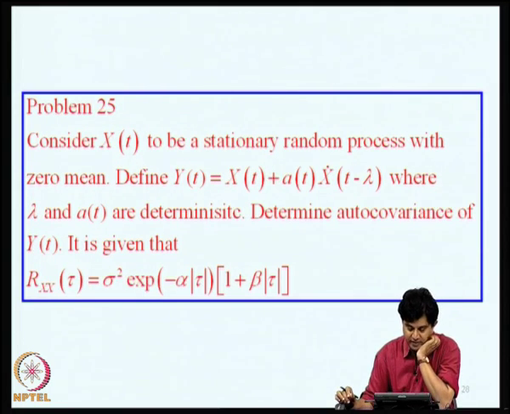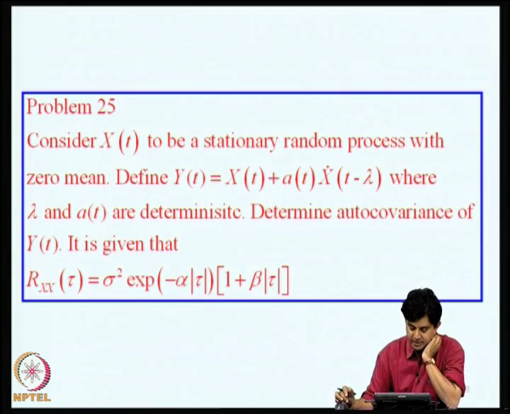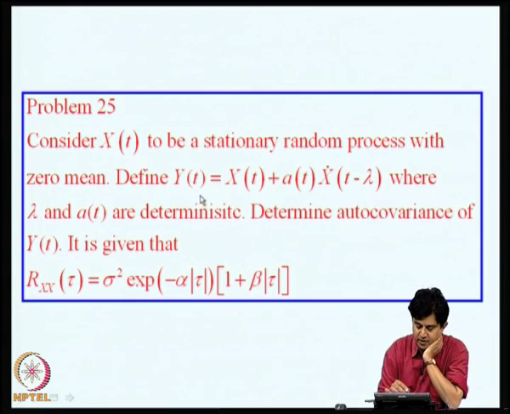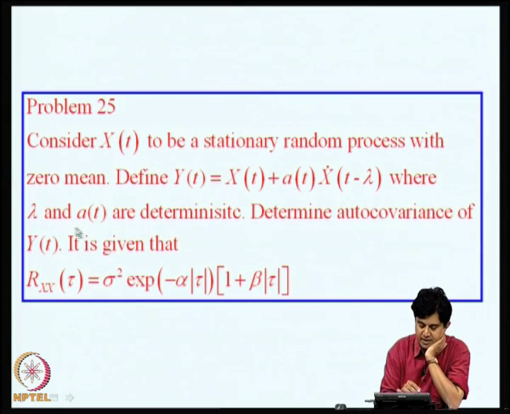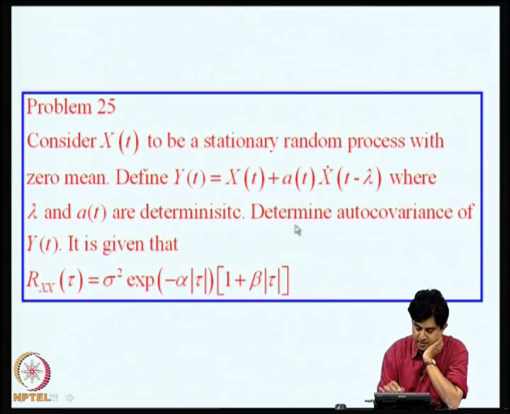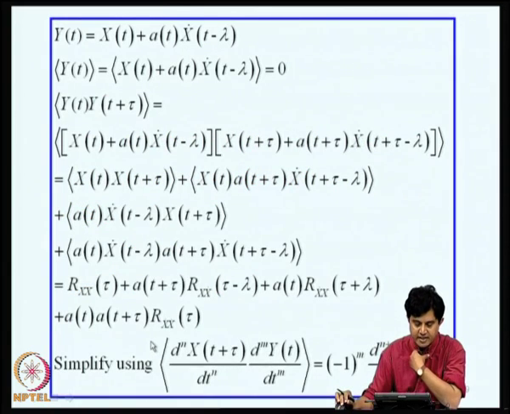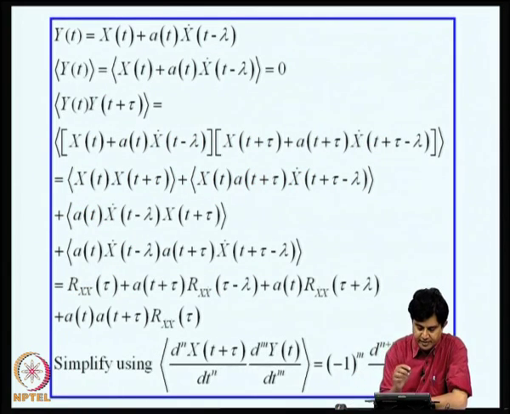Here is another example where you need to manipulate a random process and its derivative. Consider X(t) to be a stationary random process with 0 mean. We define Y(t) as X(t) plus a(t) times X-dot(t minus λ), where λ and a(t) are deterministic. Determine the autocovariance of Y(t). The autocovariance of X(t) is given to be σ² exponential of minus α mod τ, times (1 plus β mod τ). So, this is a reasonably straightforward exercise which you need to do carefully.